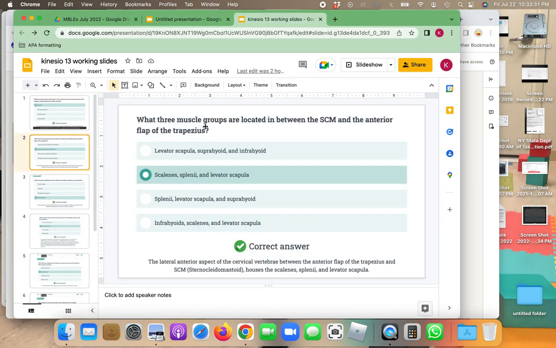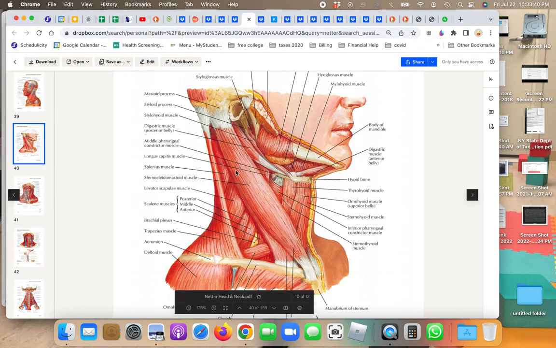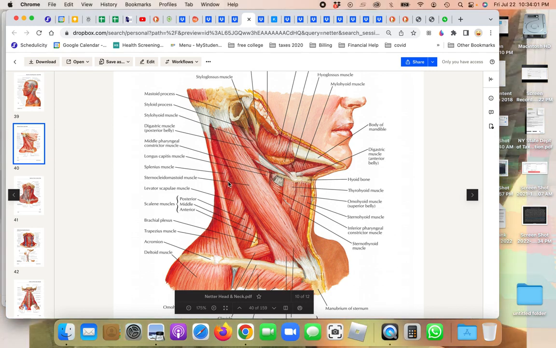What three muscle groups are located in between the SCM and the anterior flap of the trapezius? SCM, anterior flap of the trapezius, three muscle groups. Okay, let's see. Here's a group right here, the scalenes, posterior, middle, and anterior. And then there's also the levator scapula muscle right there, and then the splenius muscle. There may be another splenius underneath that one.